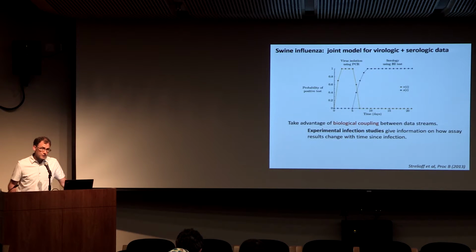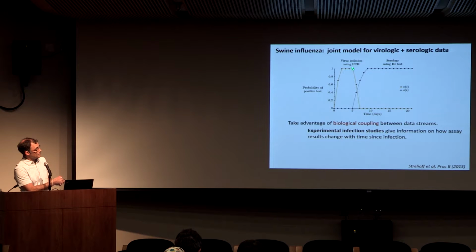So the approach we took is to take advantage of the biological coupling between the two types of data we've got. You can look at experimental infection studies where they give influenza to pigs and see how the infection proceeds, and you can map out the course of the response and how it's measured by these two assays that we've used. There's a period of about 5 to 7 days where you tend to get positive hits via PCR. You can find evidence of the virus in the pig's nose. So that lasts about a week.